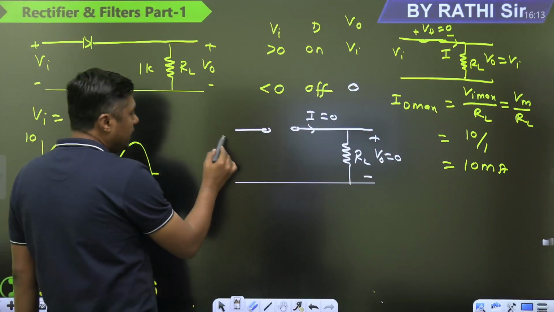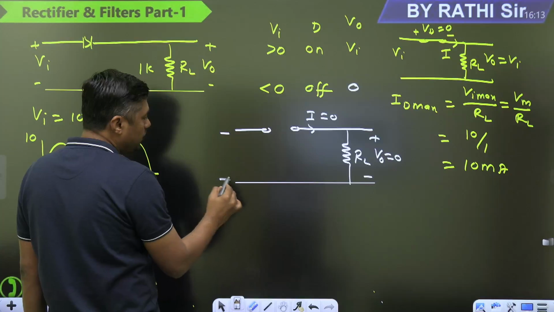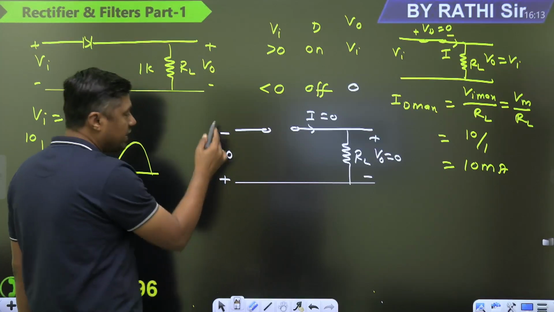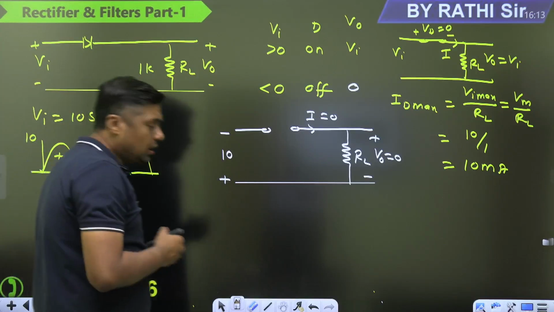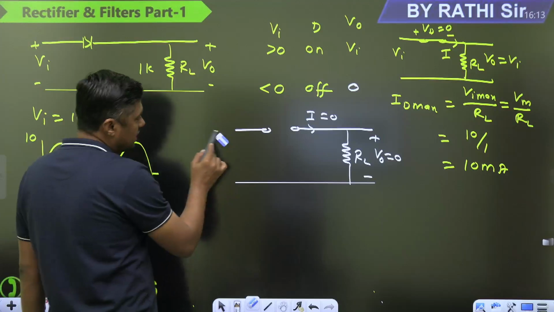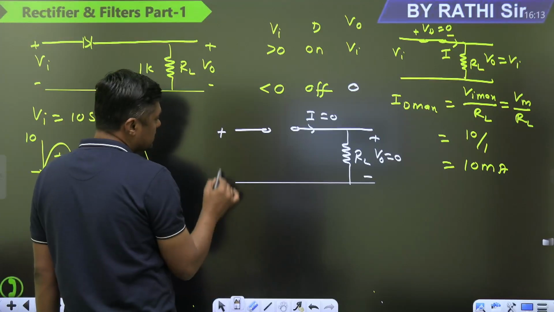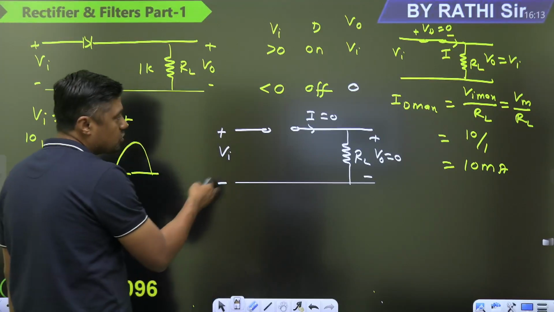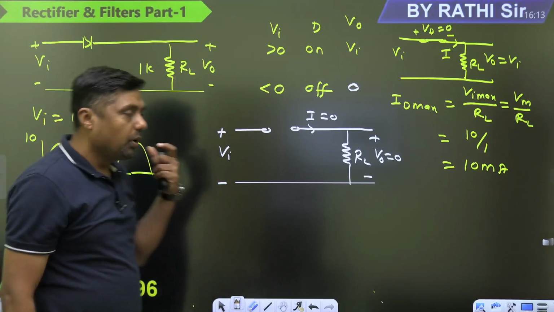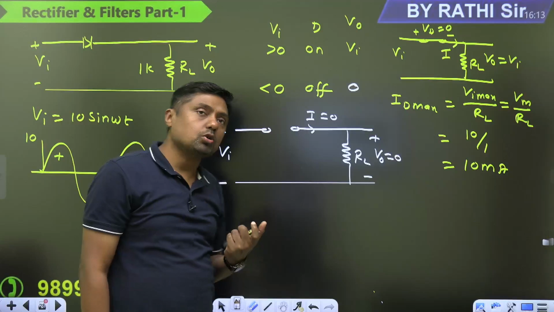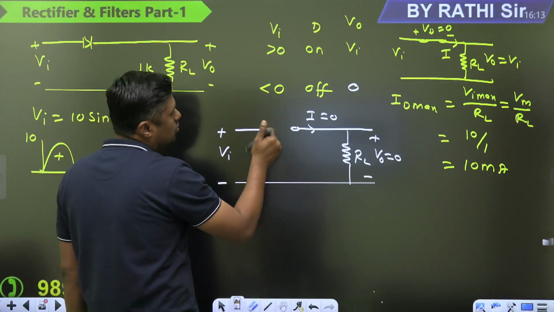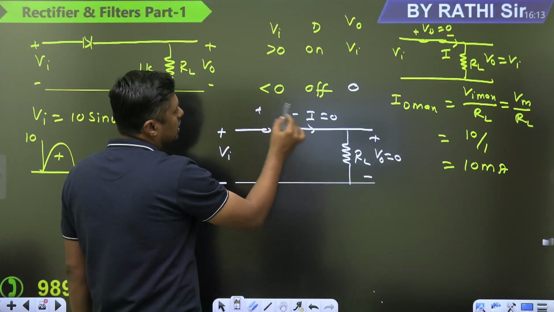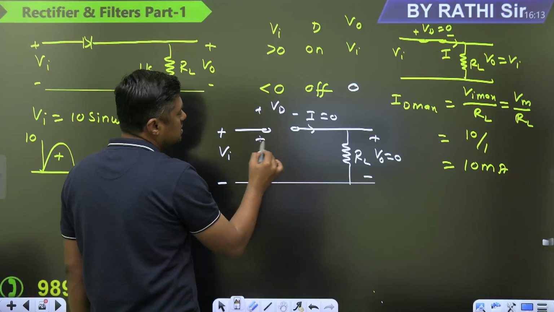Then the maximum value of the input is what? Plus 10, minus 10. So in a generalized case, watch always this, VI is given, it is positive or negative, general. But in a reverse bias, it acts as what? Open circuit. Then the complete voltage will come across what? Diode. Complete voltage will come across the diode.